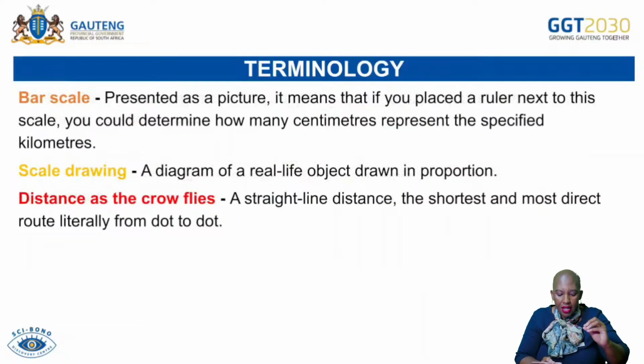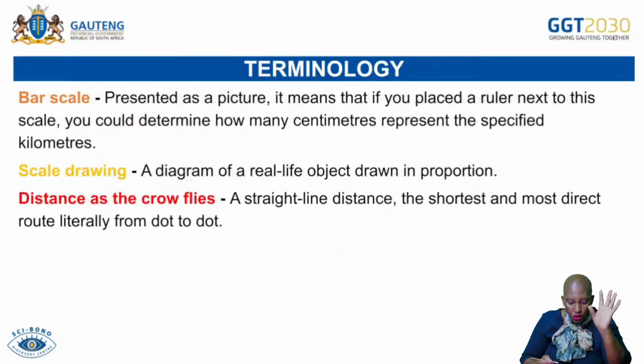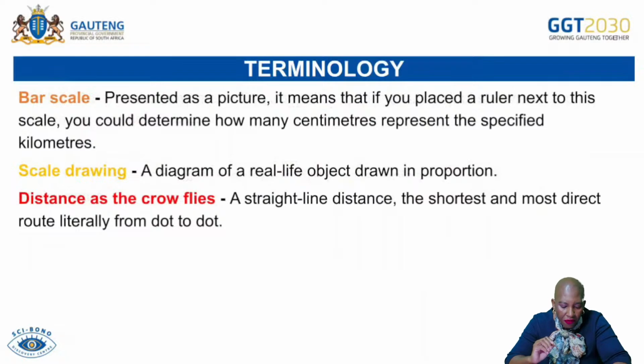So that means when they say the diagram, a scale drawing, a diagram of a real life object drawn in proportion. So they have used the scale. And then the distance as the crow flies. What does that mean? A straight line distance, the shortest and the most direct route, literally from dot to dot.